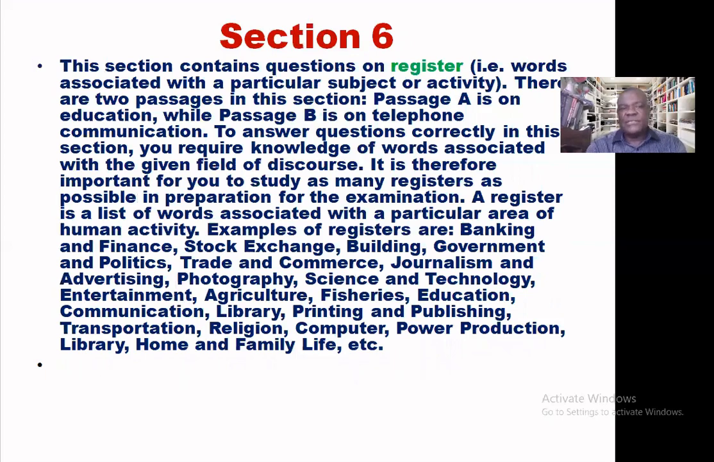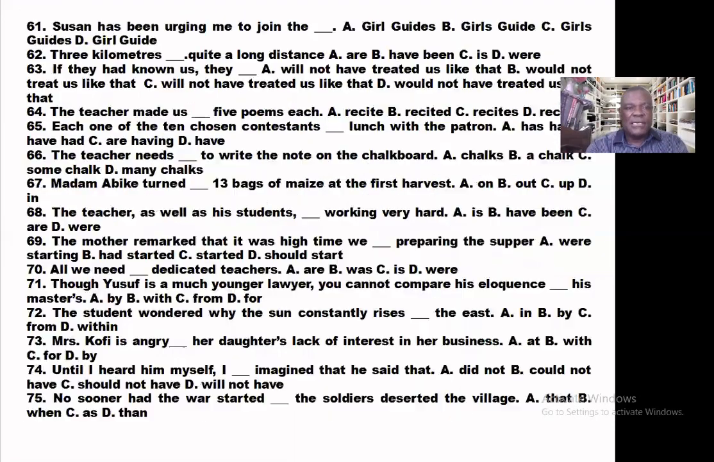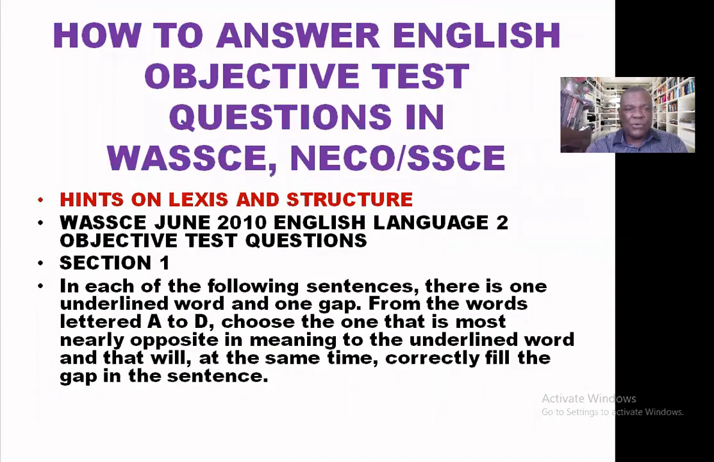Then finally, section 6. This section contains questions on register. That's the words associated with a particular subject or activity. I remember a notable English scholar known as Jonathan Swift. He defined register as putting proper words in proper places. And section 6 of the NECO or WASSCE paper 2 will test your knowledge of register. And we shall be looking at all this one by one. So now let's go back and begin with section 1.